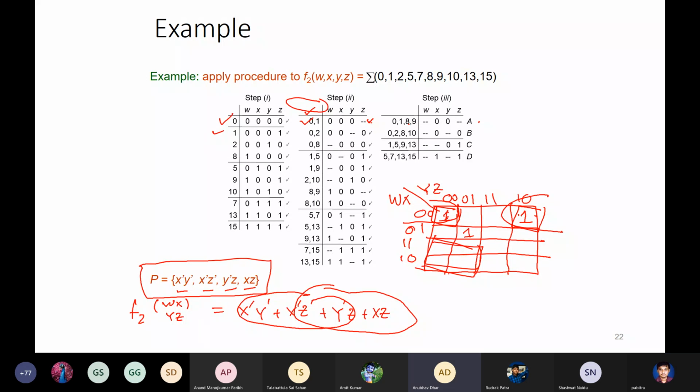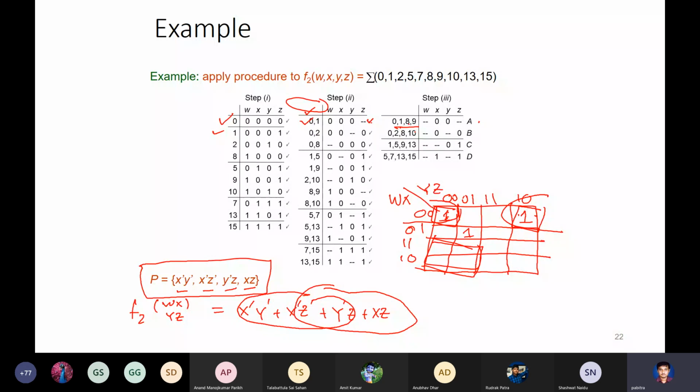Sir, then how is 0,8 check marked? It's not part of a single 4-sized cube. Sir, it's part of the first cube, yes, sir. It is part of the first cube. Okay, sir, yes. You don't just look at the matching pairs as such. You look at whether this entire term is a subset of this or not.